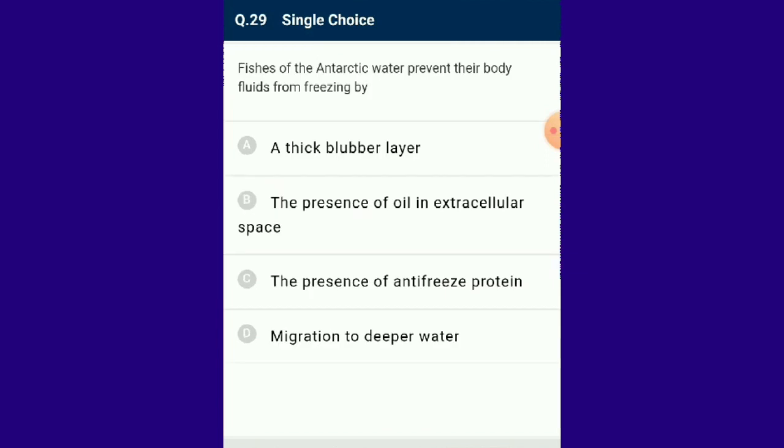Question number 29. Fishes of Antarctic water prevent their body fluids from freezing by. In Antarctic fish, body fluid contains antifreeze solutes. These proteins bind to ice crystals, inhibiting the freezing of body fluids. Protein is present in the blood plasma of fish. These proteins lower the freezing point. The antifreeze proteins are a group of unique glycoproteins that help some polar and subpolar bony fishes to prevent their blood plasma from freezing. So the answer for this question is option C, the presence of antifreeze protein.